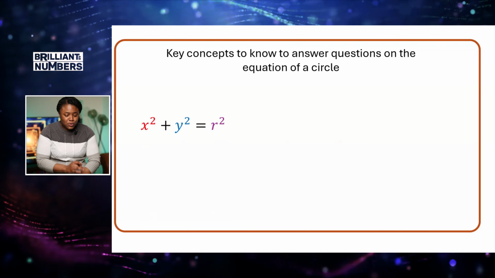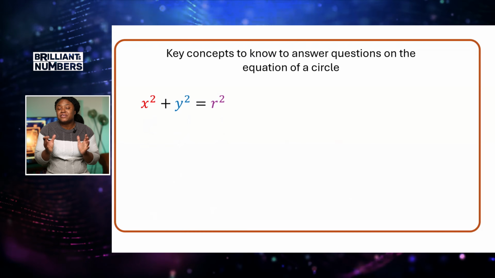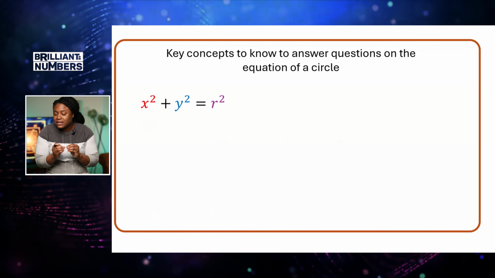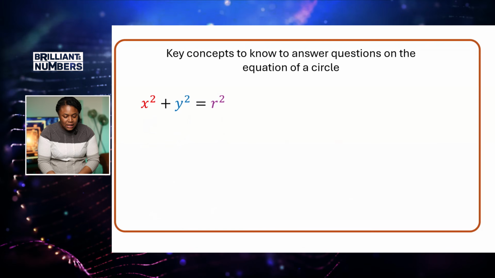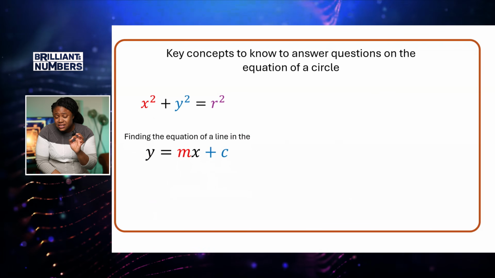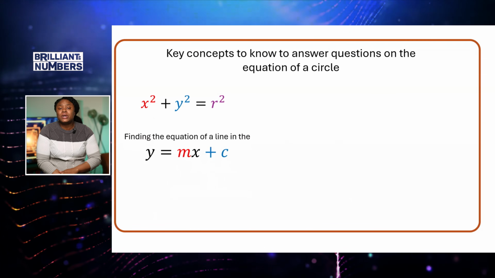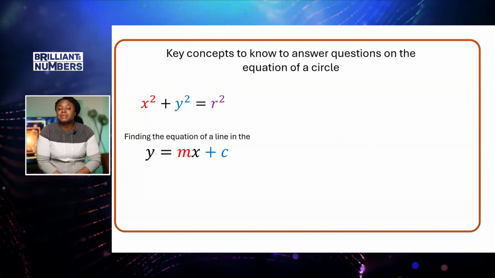So, what are the key concepts we need to know when answering questions on the equation of the circle? First, what we have just discussed, that the general equation is x squared plus y squared equals r squared, and remember, r is our radius. The second formula that is of vital importance is the equation of a straight line, which is always in the form y equals mx plus c.